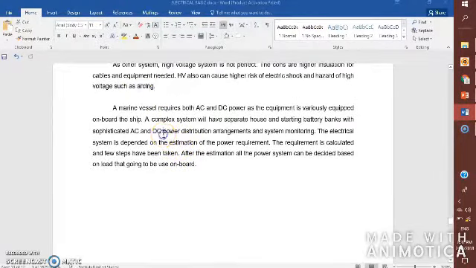We all know both AC and DC power are used on board the ship, required in various types of equipment. A complex system will have separate housing and starting battery banks with sophisticated AC and DC power. The electrical system depends on the estimation of power requirement. As stated before, we need to calculate all the loads required on board.